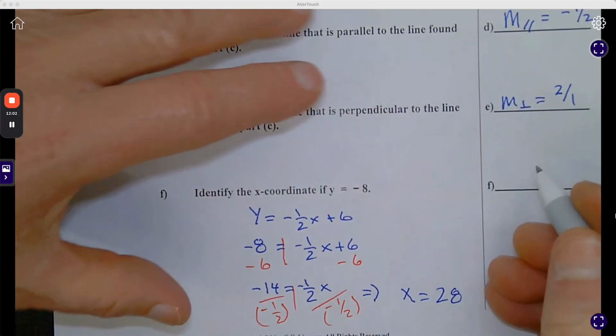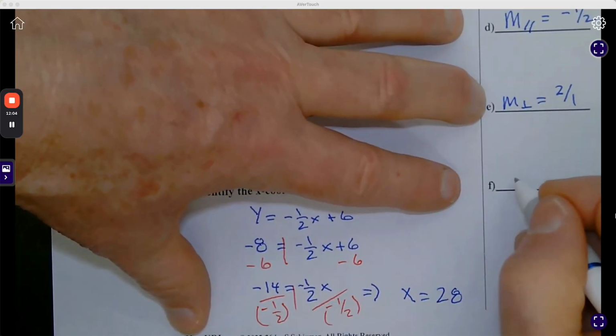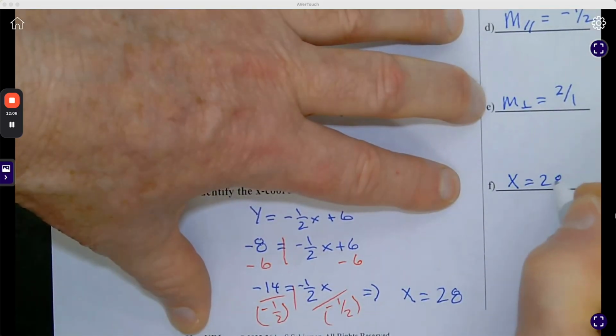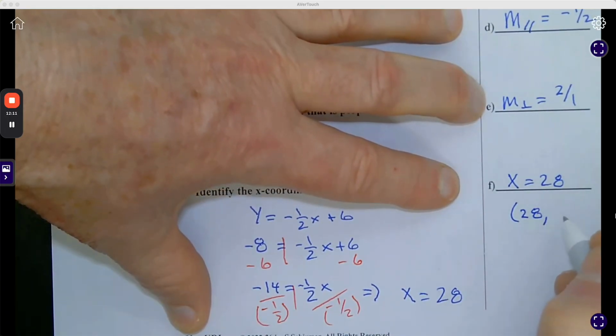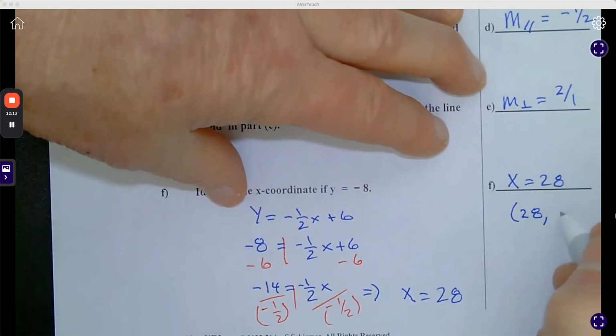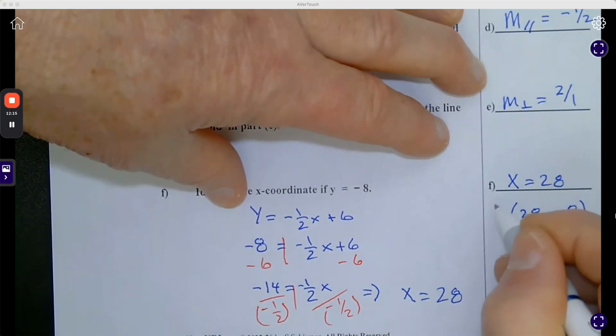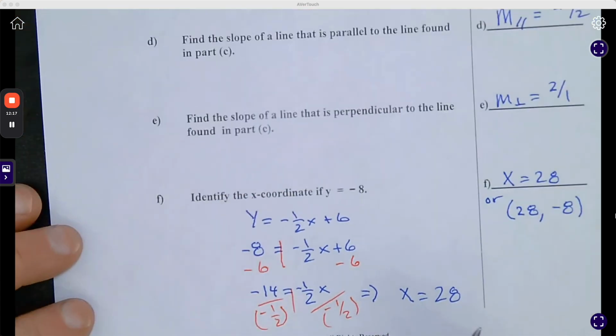And because we're just talking about the x-coordinate, I can just write x equals 28. If you wrote the ordered pair like this, I'd be okay with that as well. So I'll write or. You don't have to write them both, just one or the other.